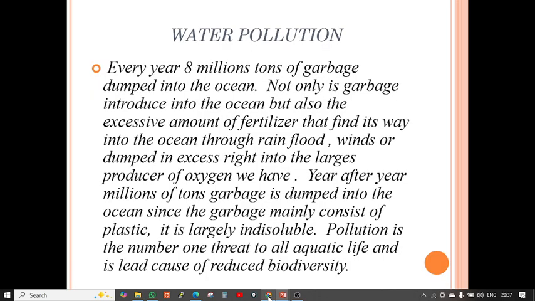Water pollution: we already discussed the different kinds of health impacts of water pollution. So let's summarize again. Even 4 million tons of garbage are dumped in the oceans. See, in our mythology, we can see this: whatever we are not going to dispose of, we can just throw out in the water, and that is called visarjan.